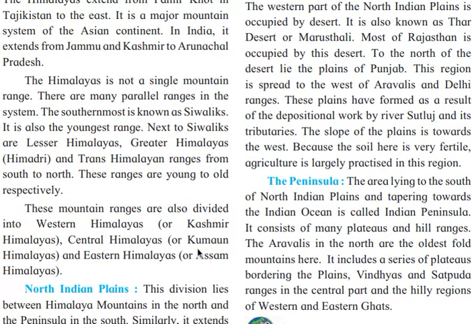Just next to the Shivaliks are the Lesser Himalayas, where the Himalayas size is lesser. Then the Greater Himalayas, which means Himadri, and the Trans-Himalayan range, from south to north. These ranges are young to old respectively.